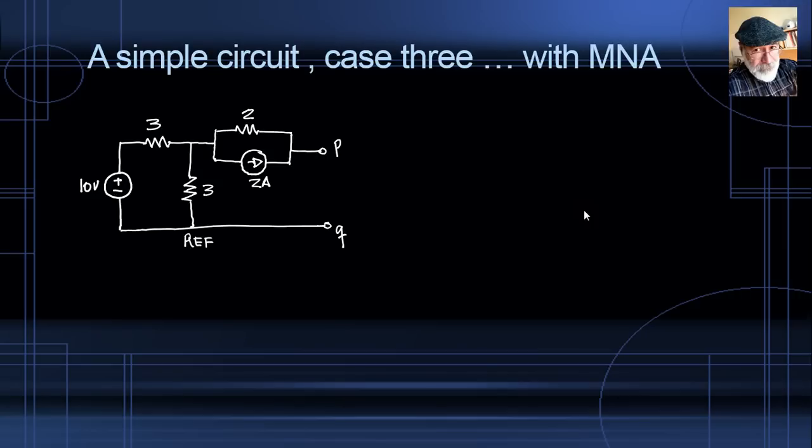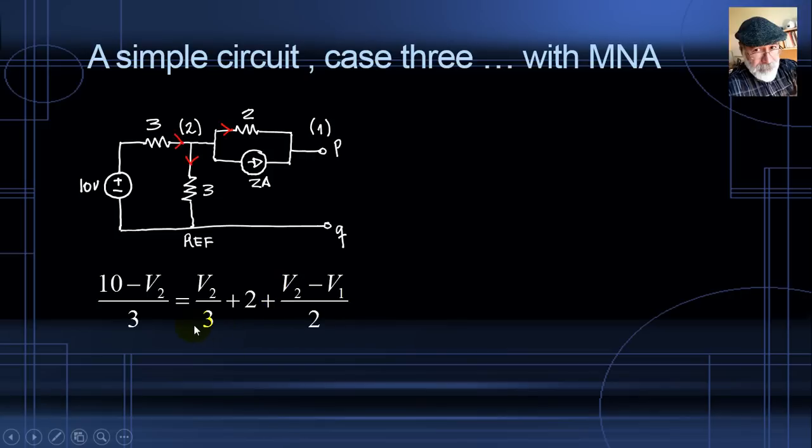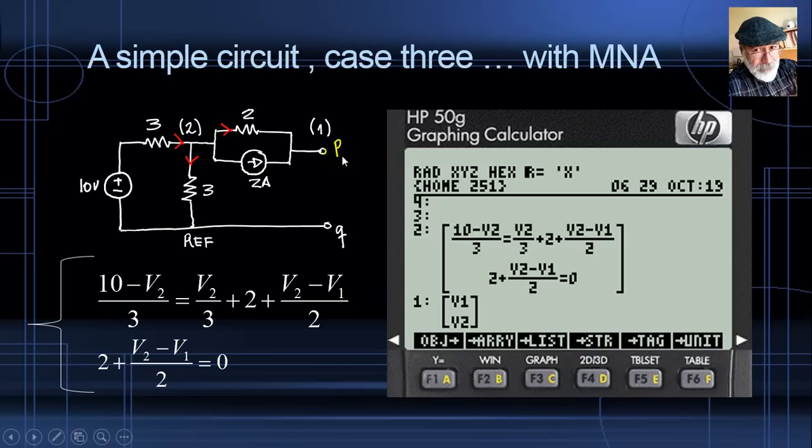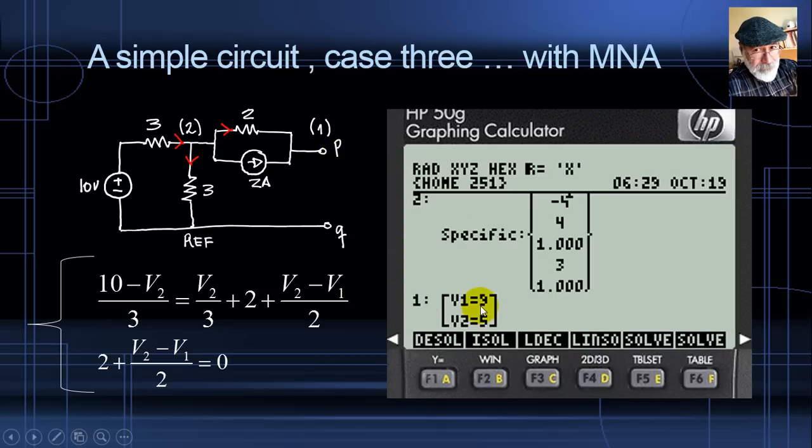Just MNA. Reference node, nodes 1 and 2. Any KVL equation? No. Any evil branch? No evil branch. Only 2 KCL equations for node 1 and node 2. Let's write them. Here, for node 2, currents going in again, 10 minus V2 divided by 3, leaving V2 over 3, plus 2 amps, plus V2 minus V1 over 2. And KCL for node 1, it is 2 currents going in, 2 amps, and V2 minus V1 over 2, and leaving 0 amps. 2 equations, 2 unknowns, enter that in the simulator and solve, and you get that V1 is 9 volts, which is VPQ, same as before.